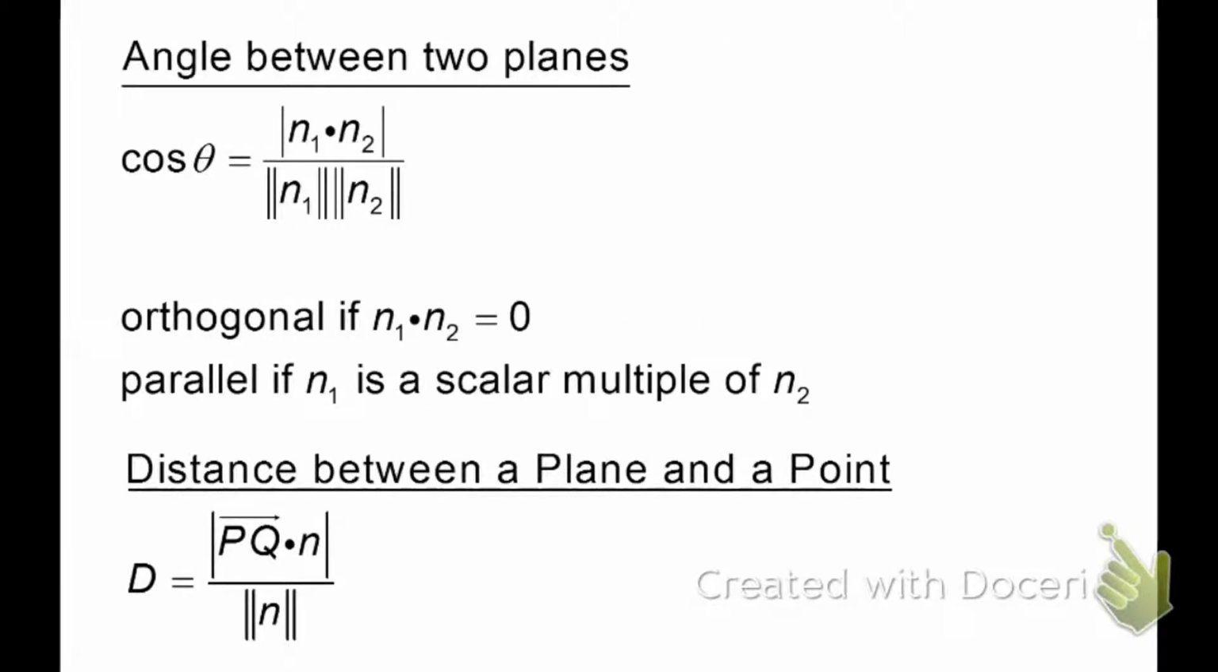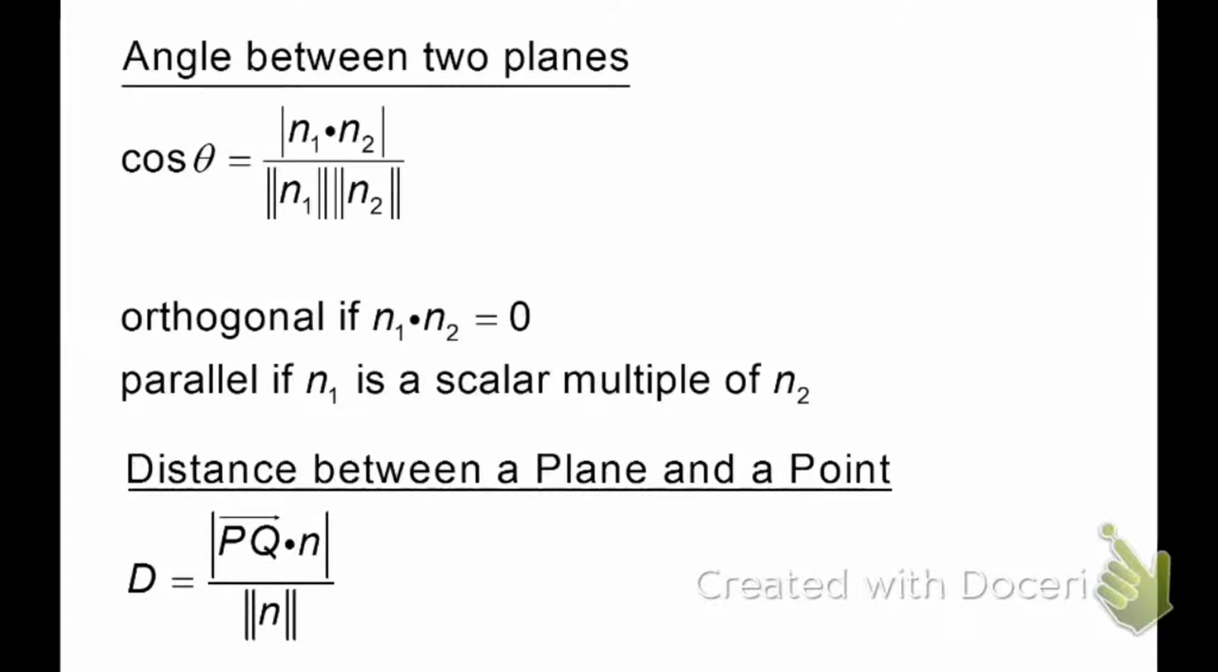The angle between two planes is a familiar formula. Cosine theta equals the absolute value of the two normal vectors that are in the plane, n1 dotted with n2, divided by the magnitude of n1 times the magnitude of n2. Also, two planes are perpendicular to each other if the two vectors on those planes have the dot product equal to 0. And they are parallel if the two vectors are scalar multiples of each other.